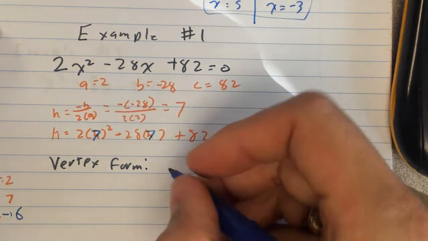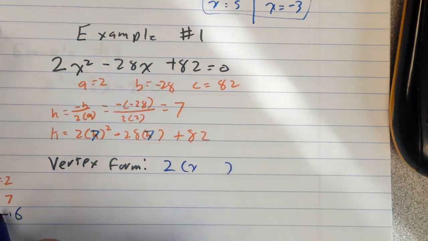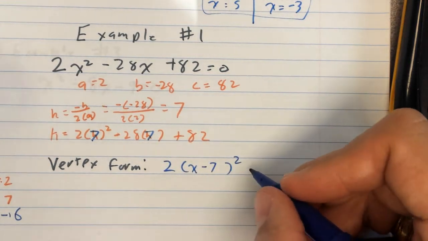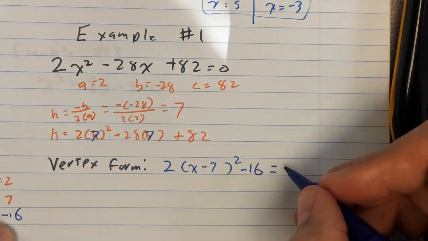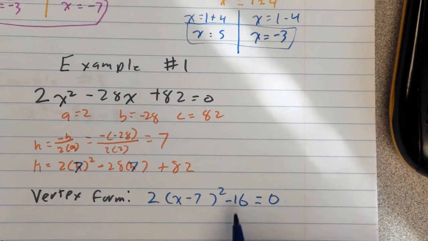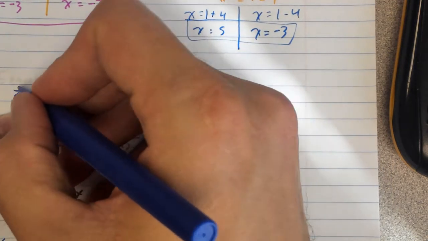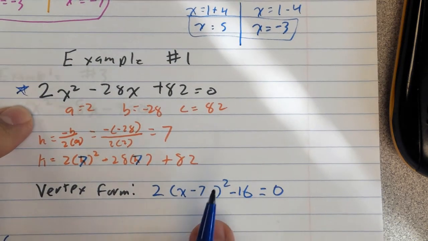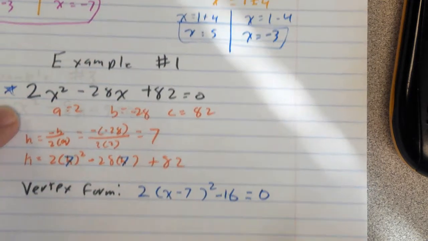So my vertex form is A, x minus h squared minus 16 is equal to 0. So these two equations are the same. Now we can use this vertex form and do what we did up here, these examples.